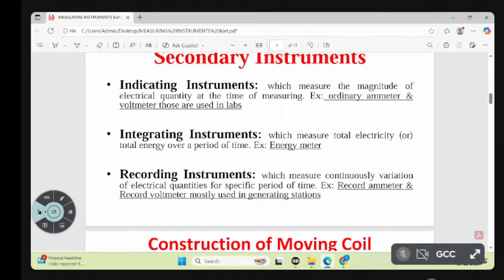Now we'll discuss the permanent magnet moving coil instruments. Any instrument has 3 tasks: one is the deflecting task, the controlling task, and the other is the damping task.